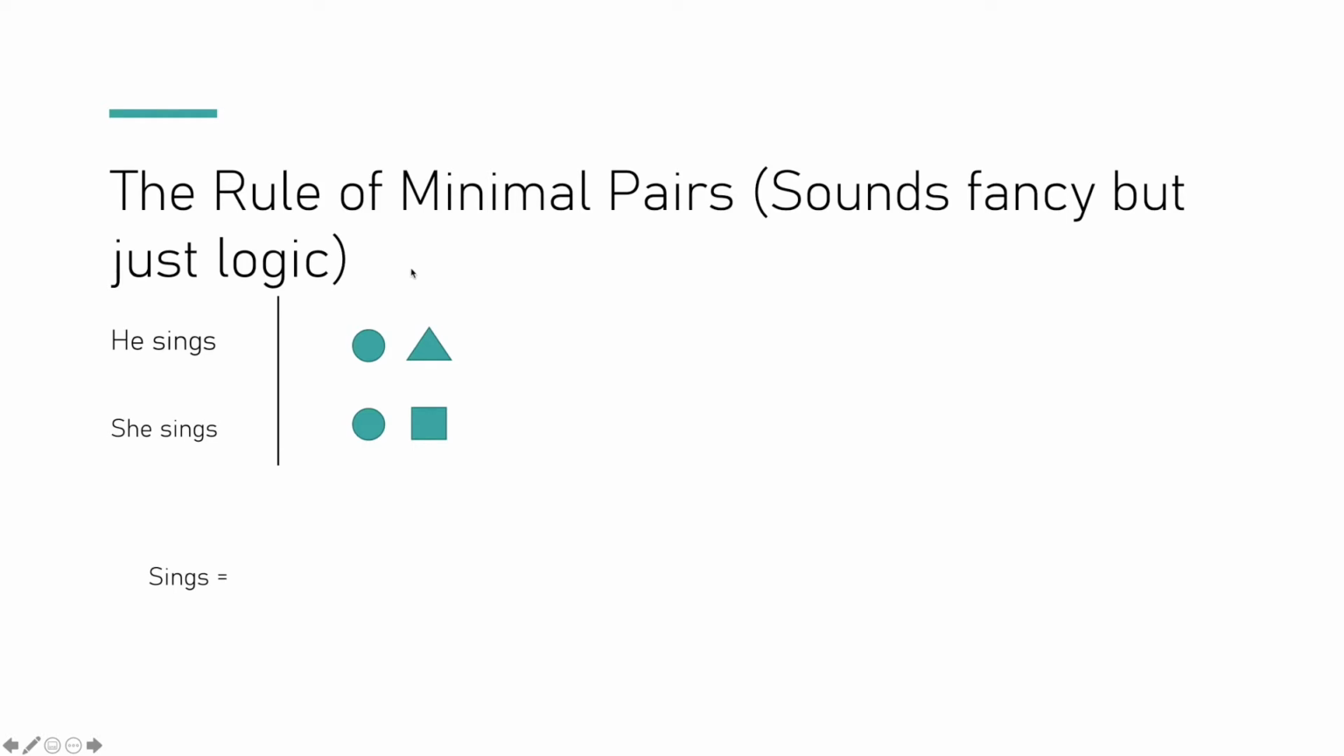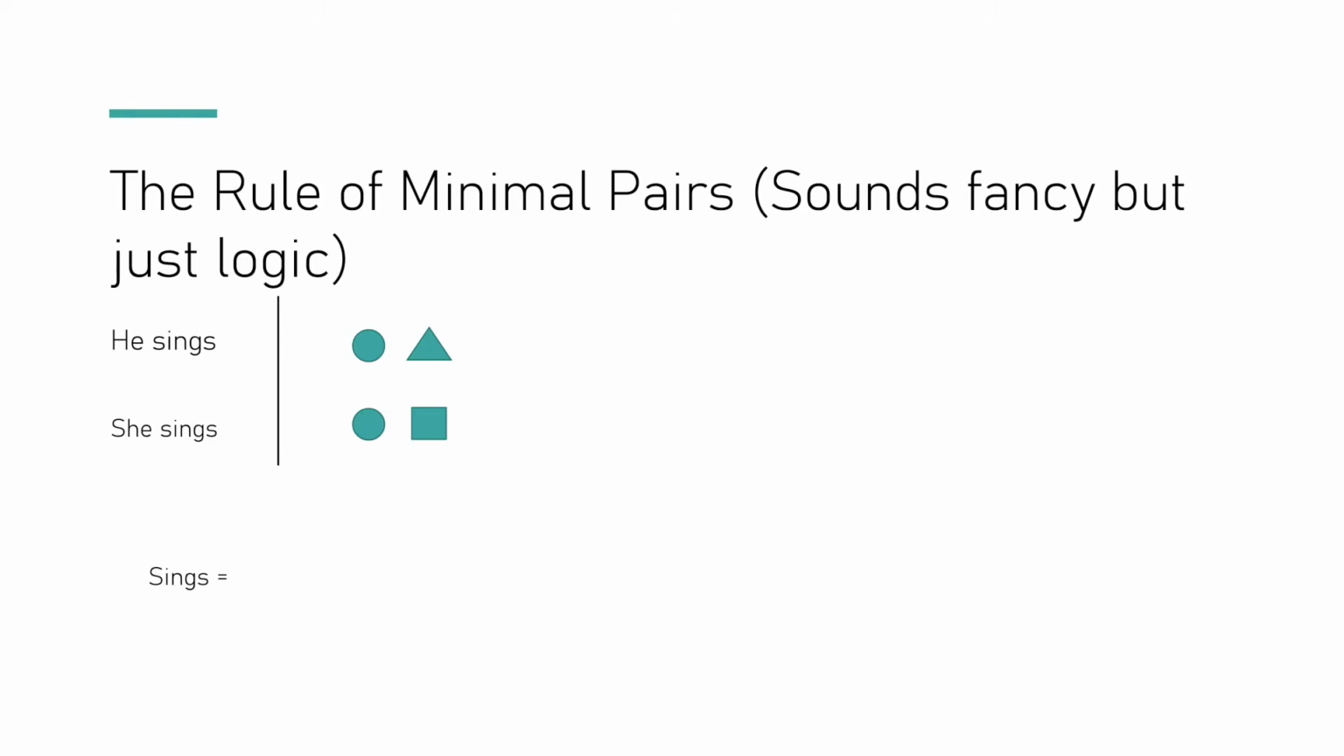Okay, so the next topic is, I looked through this college course and they said something called the rule of minimal pairs. I mean, they made it sound very big, but it's really just logic. If you have he sings to be this and she sings to be that, you can tell me what sings is, right? It's a fairly simple question. Circle. Perfect. Sings would be circle because it's the only thing common.